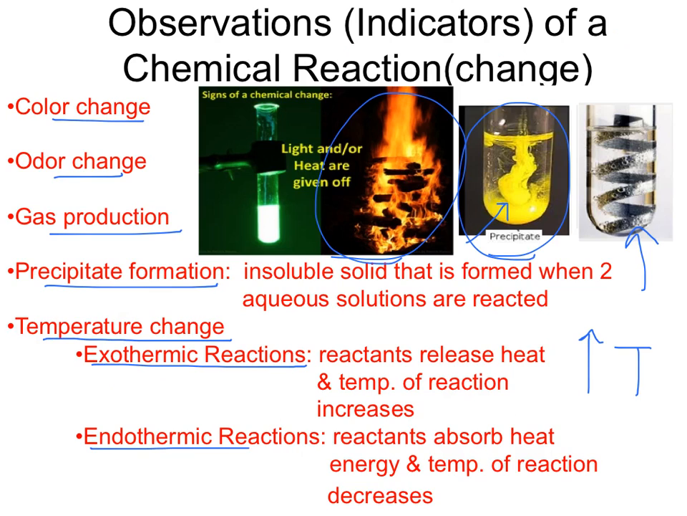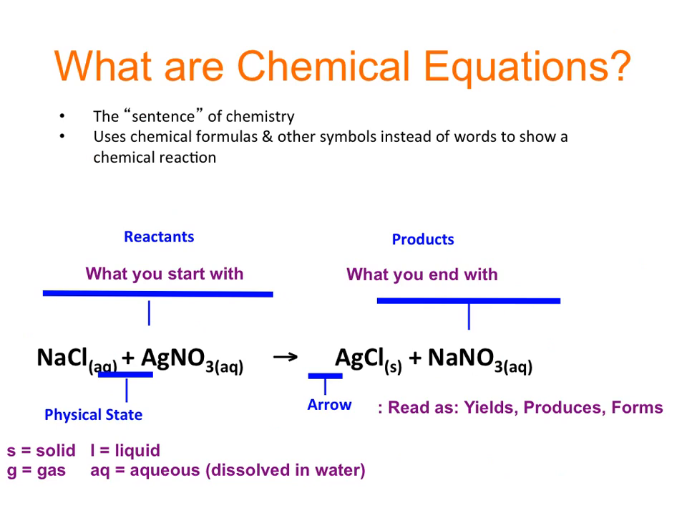And then endothermic reactions. With this case, the reactants are absorbing heat and the temperature of the surroundings would actually go down. And lastly, we've got the evolution of light, and that's usually happening when heat is being given off as well. So chemical equations are the sentences of chemistry, and it is a way for us to show a chemical reaction using chemical formulas and other symbols.